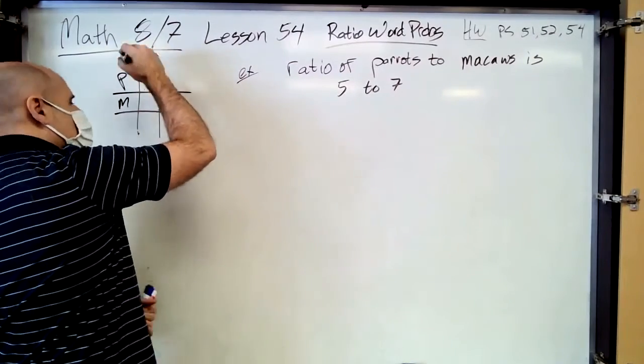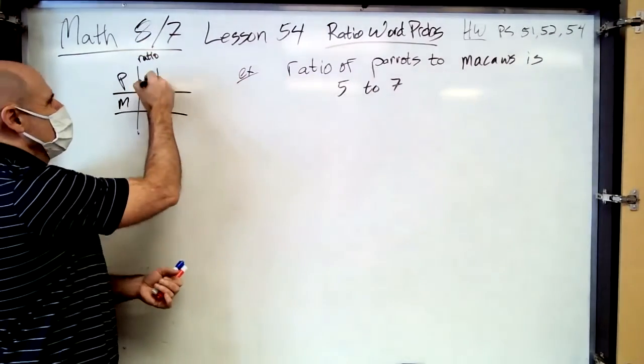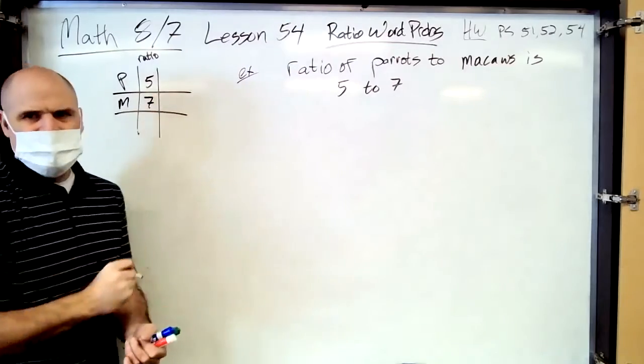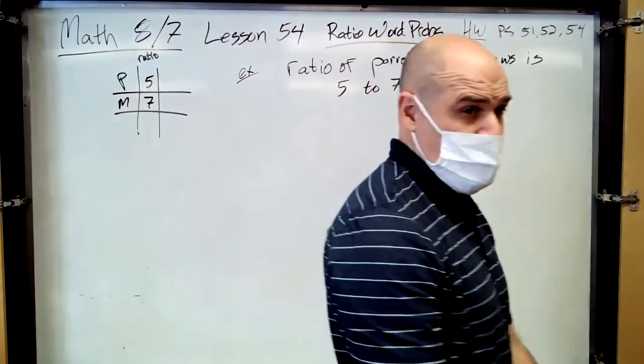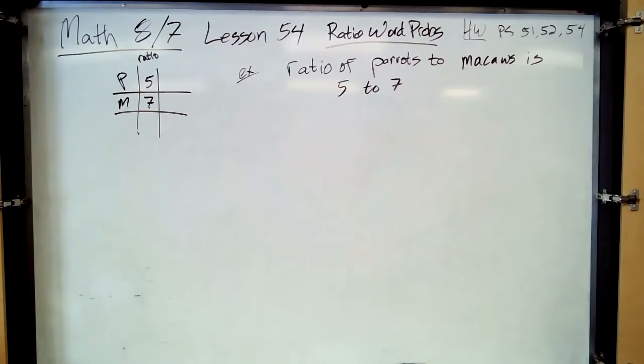What's the ratio of parrots to macaws? 5 to 7. Does that mean there's 5 parrots and 7 macaws? No. It could be, right? It could also mean there's like 10 parrots and 14 macaws, okay? So 5 to 7 is the ratio. It doesn't mean that there's exactly 5 and exactly 7, okay? Does that make sense? Mm-hmm.